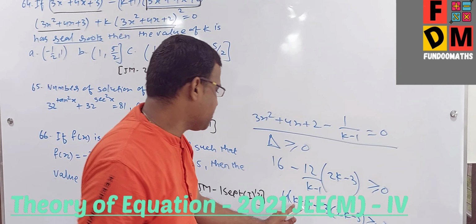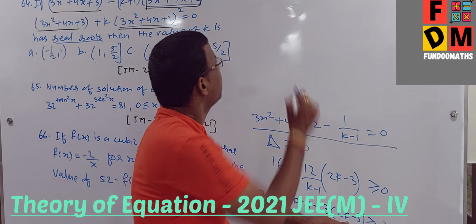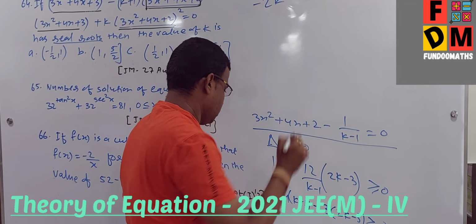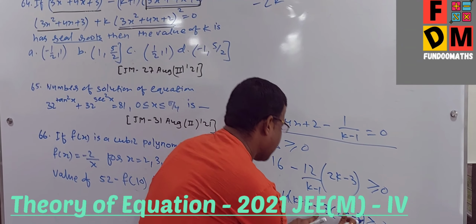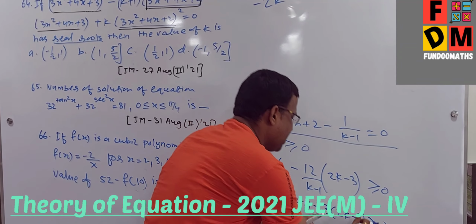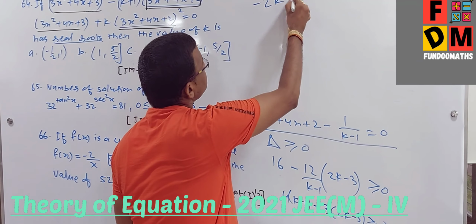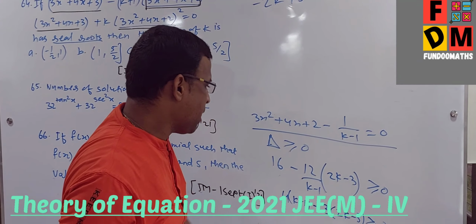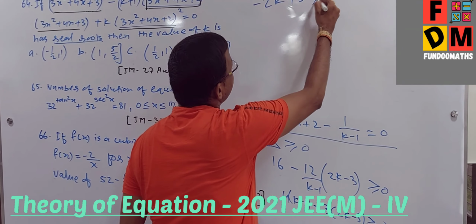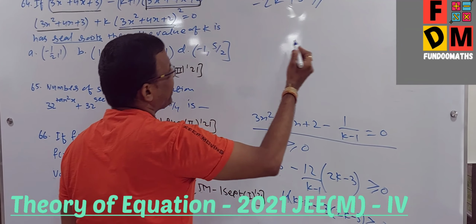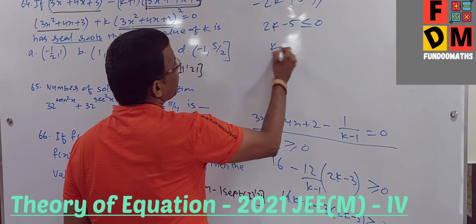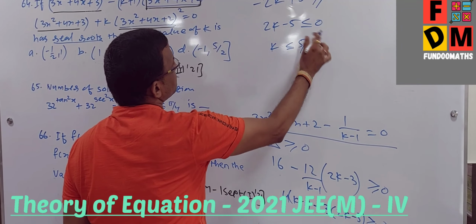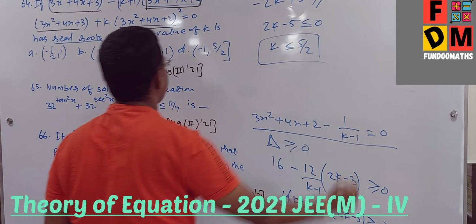Now just solving this, 4k minus 6k is minus 2k, minus 4 plus 9, which is plus 5, greater than or equal to 0. So I can rewrite it as 2k minus 5 less than or equal to 0. So k is less than or equal to 5 by 2.